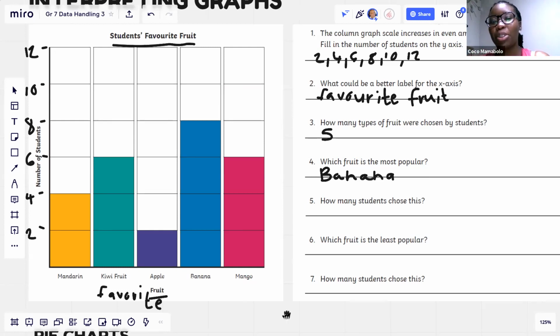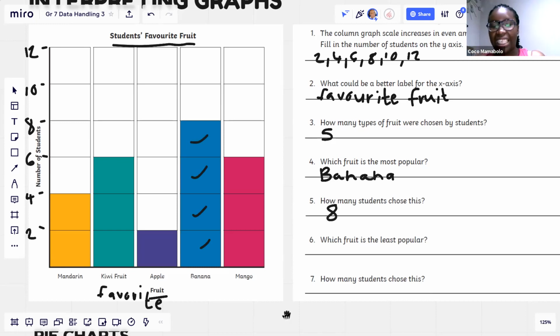Okay. How many students chose this? How many students chose banana? Remember, we're going up in increments of 2. So if we have 4 blocks, how many students is that going to be? 8. So we're going to have 2, 4, 6, 8. So we've got 8 students who chose banana.